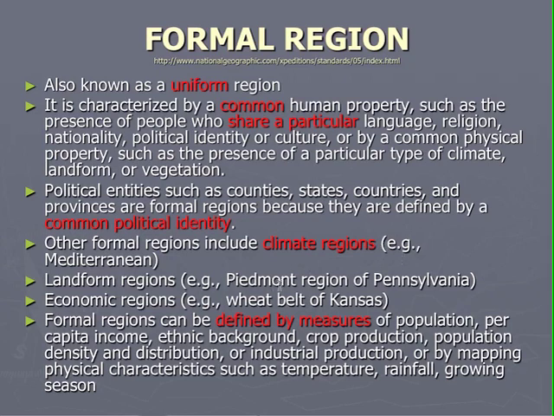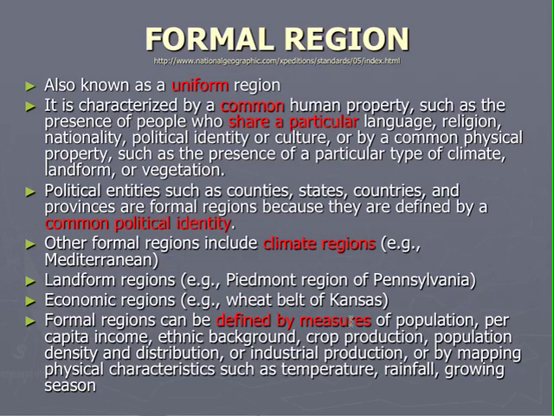It's easily defined. We've got common political identities, and these are generally laid out by borders of counties, states, countries. We've got formal regions that include climate regions, which again are pretty well defined. You've got landform regions. We have the Piedmont, which is a plateau in Pennsylvania. The biggest example here would probably be the Rocky Mountains. We have economic regions. In Kansas, they grow a lot of wheat. That would be the wheat belt. We're going to look at an area that grows a bunch of corn here and explain why that would be a formal region.